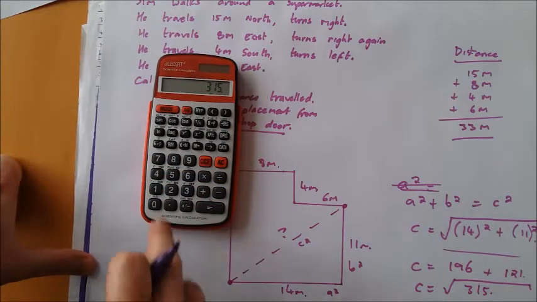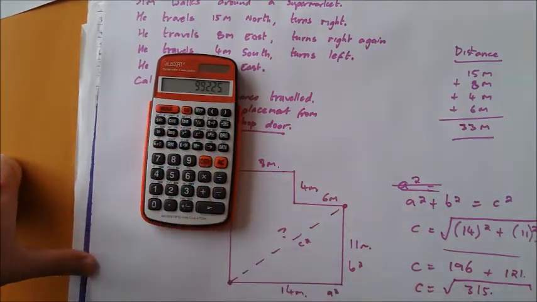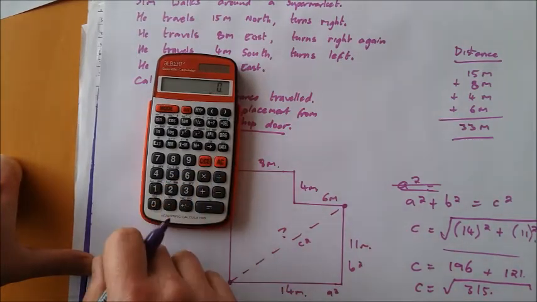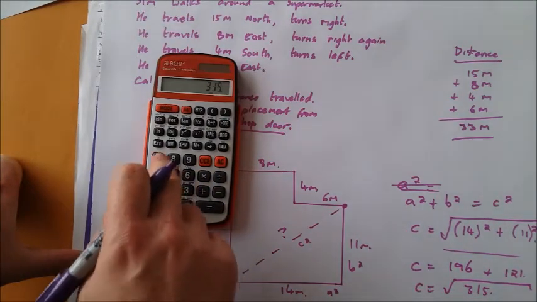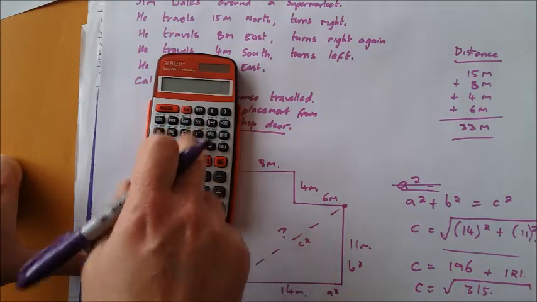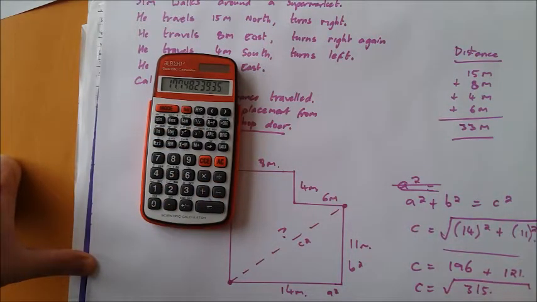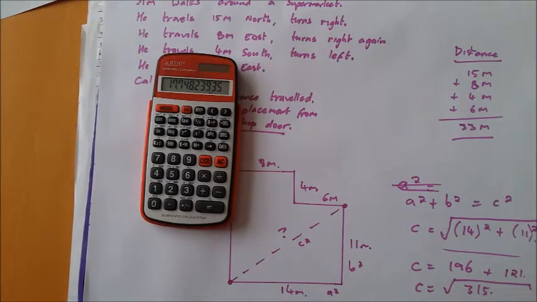I don't know where my square root button is. Oops, that's wrong. That's better. 17.75 metres.